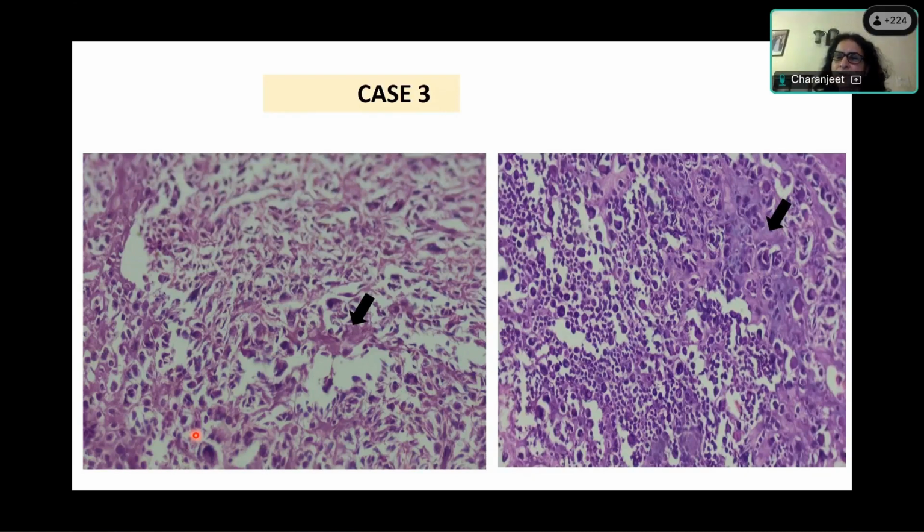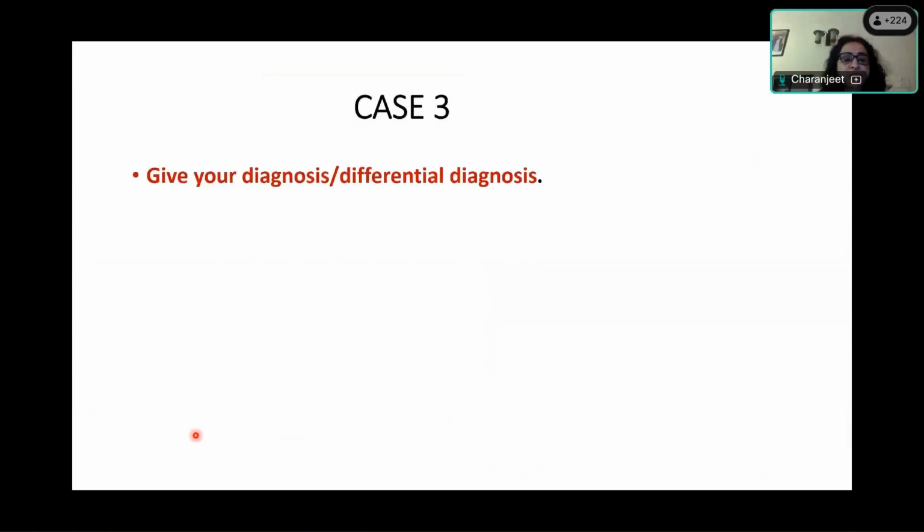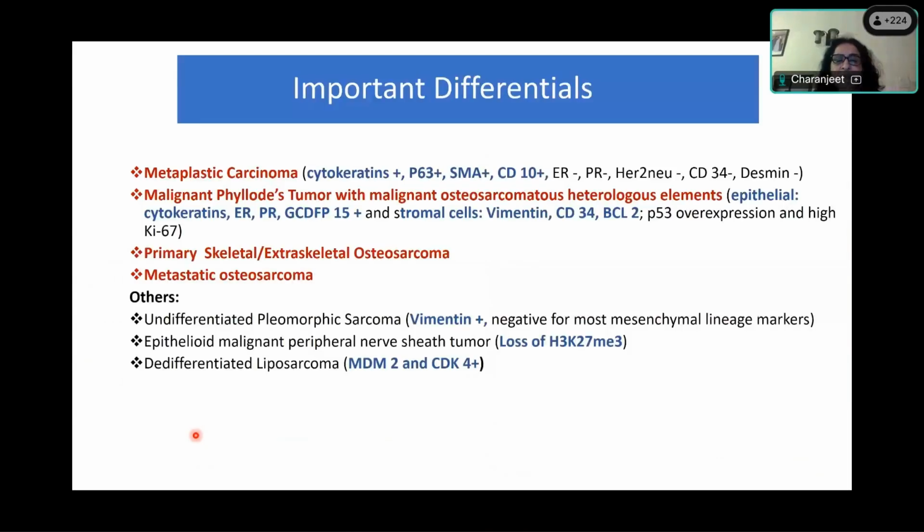So there are no mets. Can we still have an osteosarcoma? Yes, people have written in the chat box. Absolutely correct. There is something called extraskeletal or extraosseous osteosarcoma also. So in this case, metaplastic carcinoma, all these are your differentials. Absolutely correct what you have given. Metaplastic, malignant phyllodes with heterologous osteosarcomatous elements, or it could be primary or extraskeletal osteosarcoma.